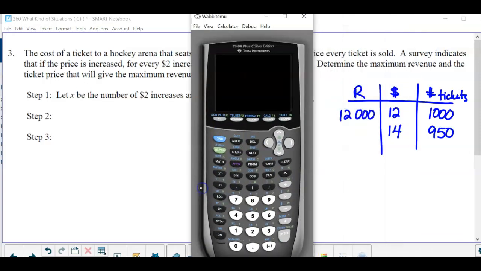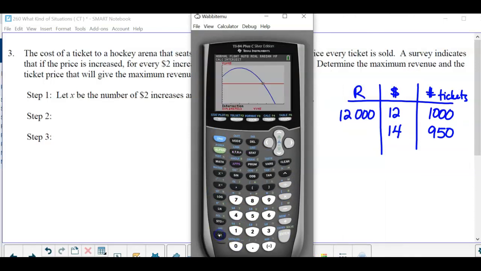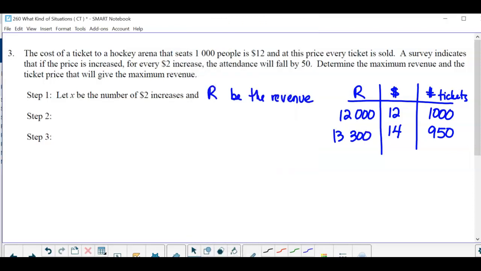So what do you get in that case? 14 times 950. 14 times 950 is 13,300. Okay. And so you can see it's more. So we want to figure out what price will give us our maximum revenue. So in general, X is the number of $2 increases.